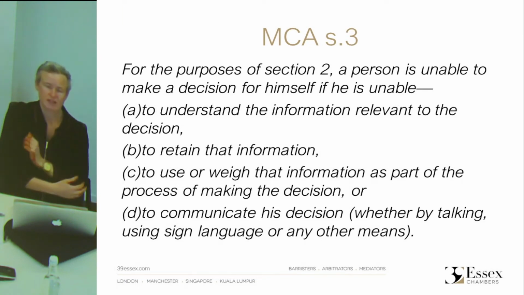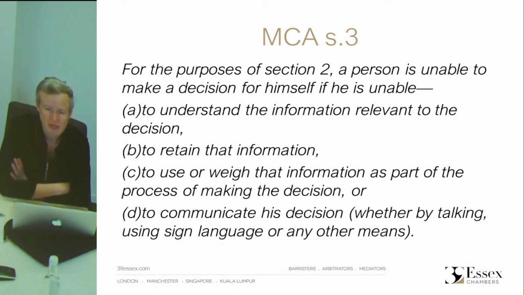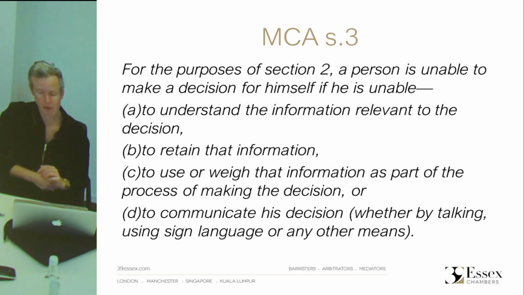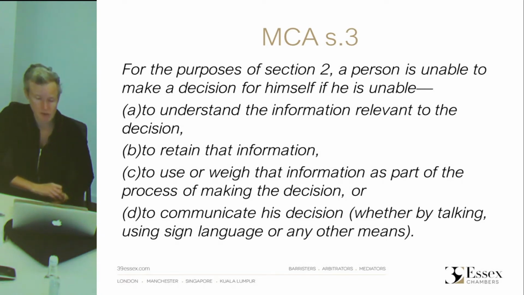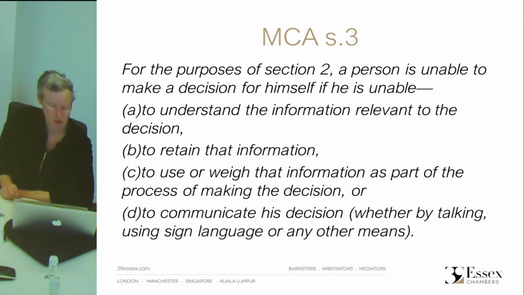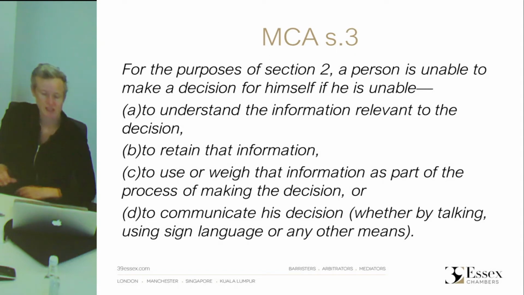So how do we assess whether somebody is unable to make a decision for themselves? Well, we're all familiar with the test in section 3. The person has to be unable to understand the information relevant to the decision and to retain that information, to use or weigh that information, and to communicate that information. So the first thing that one has to do, and I'm now going on to the next slide, is to identify what the decision is.